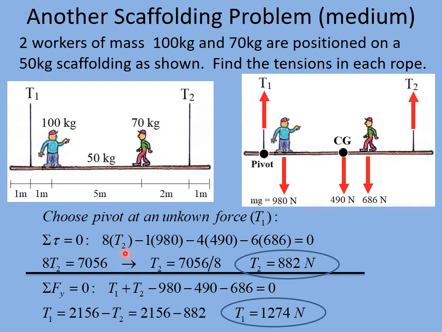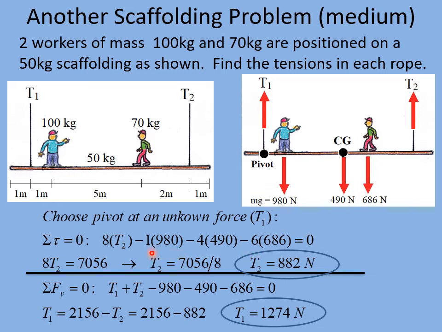So this is the only positive direction torque. So I have T2 times 8 meters. All right, how did I get 8 meters? Well, I added up the distance from our pivot right here. That's 1 meter plus another 5 meters is 6 meters plus 2 meters here is 8 meters. So 8 times T2 minus 1 times 980, that's this torque here, minus 4 times 490, that's this torque here, minus 6 times 686 is this torque here.